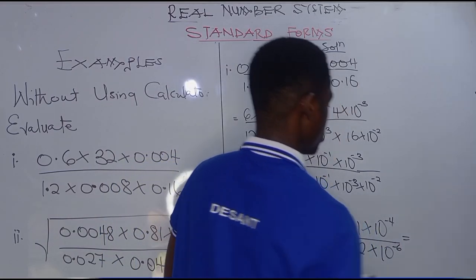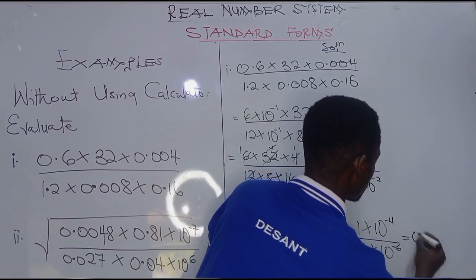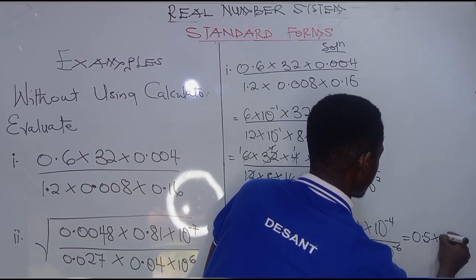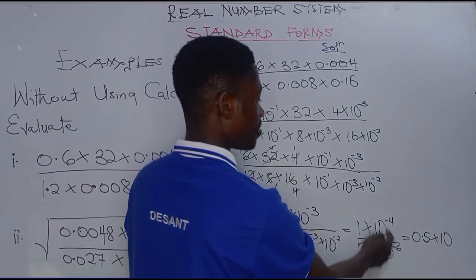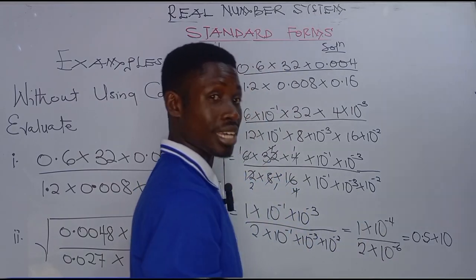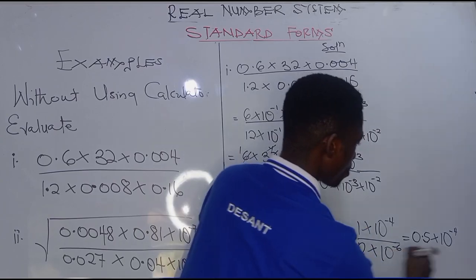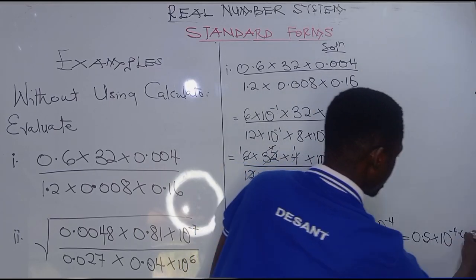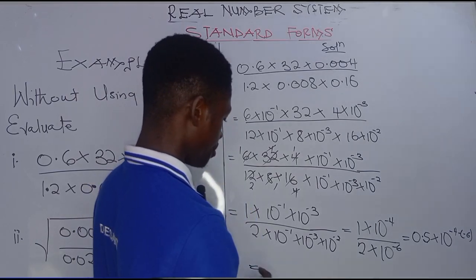So let's continue from here. 1 over 2, we know that is the same as 0.5, times 10. You know that in indices, when two numbers are dividing and they have the same base, we pick one of the base and we subtract their exponents. So we are going to have minus 4 minus another minus 6. Good.